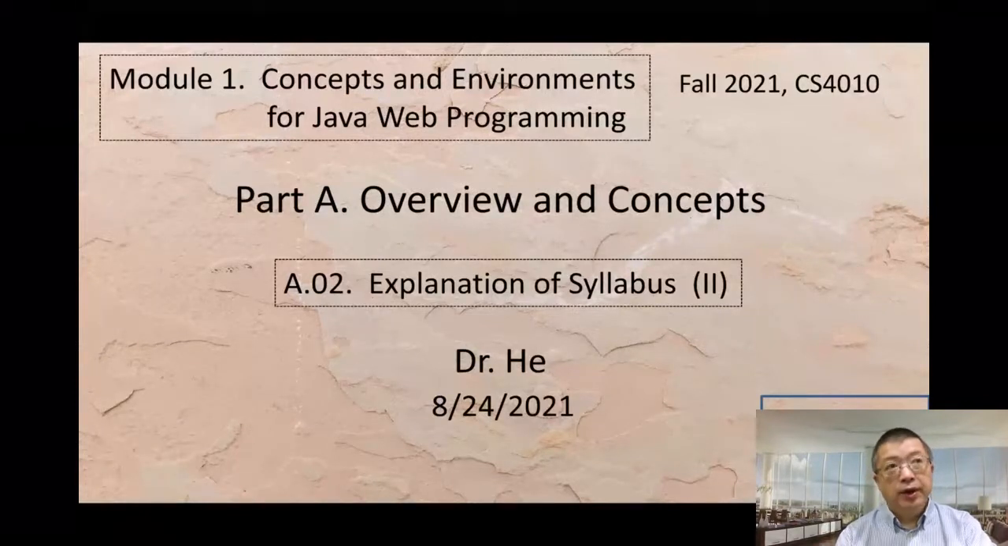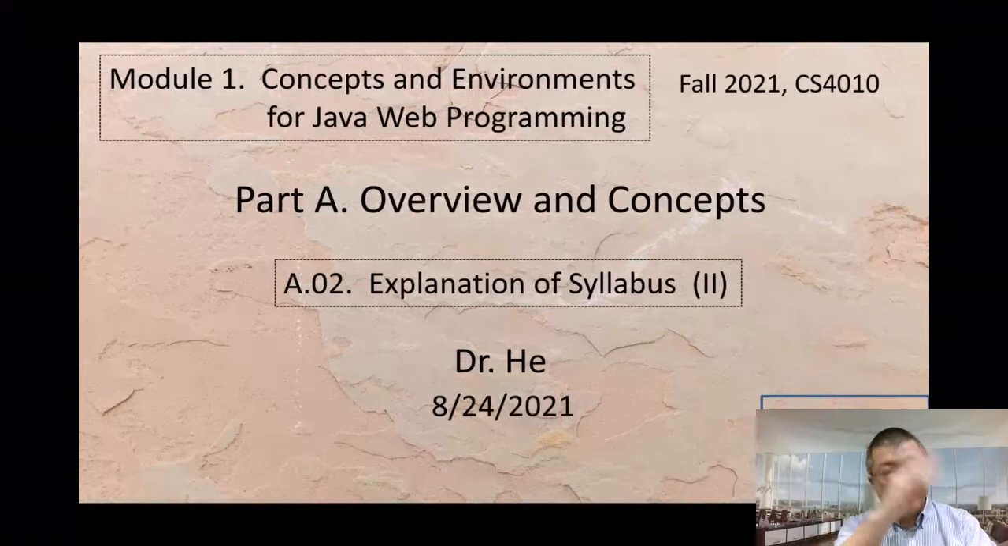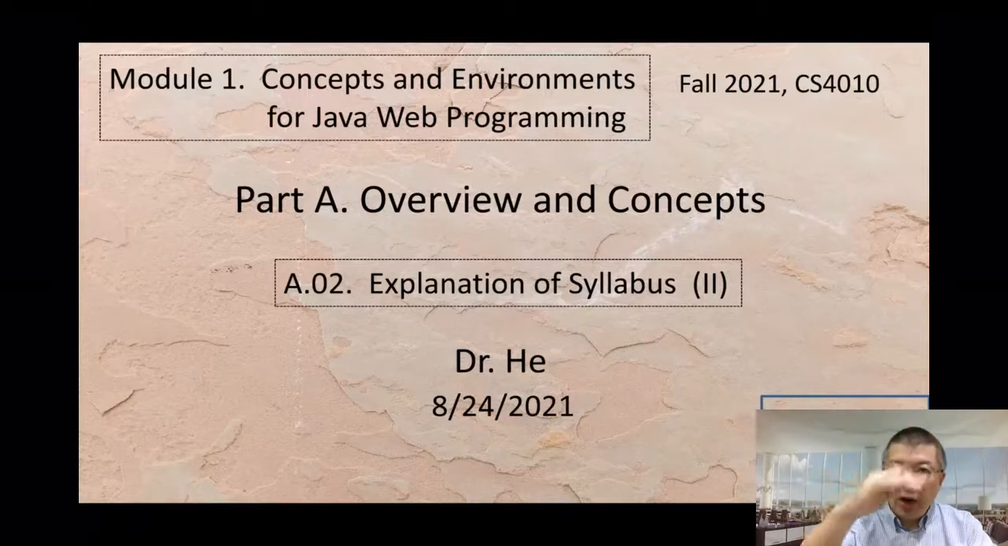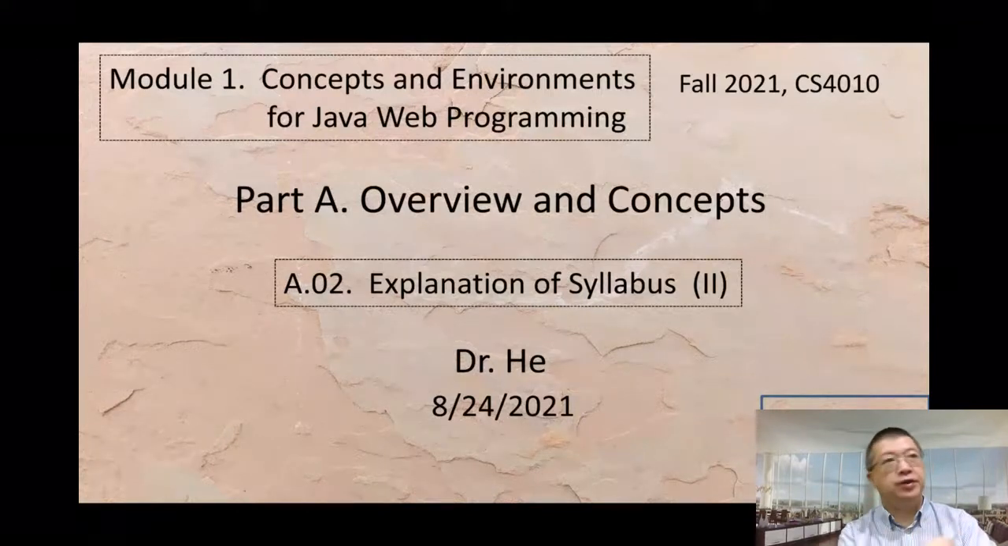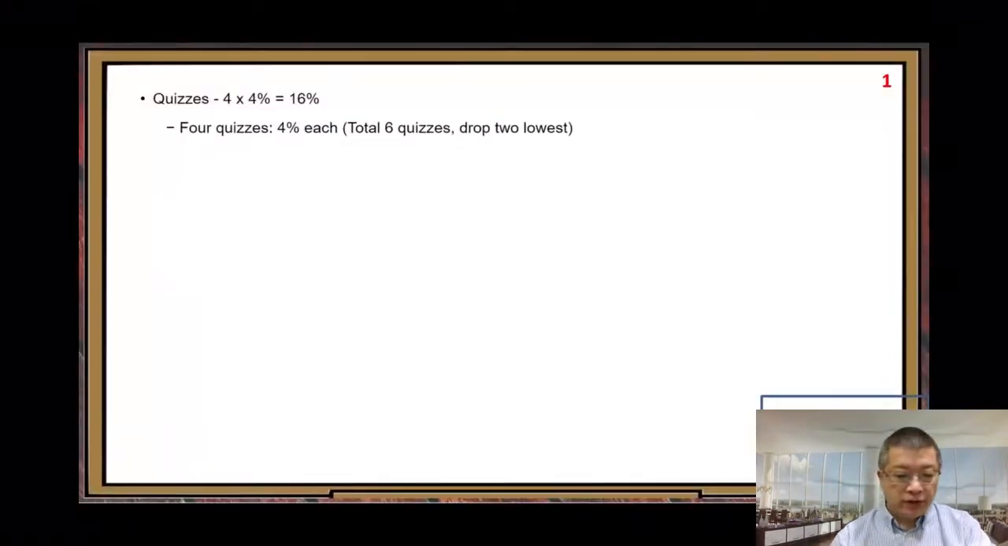In this part, I will explain the 3 coursework items: quiz, project, tests. After that, extra credit chances. So let's start with the coursework item number 2, quizzes.